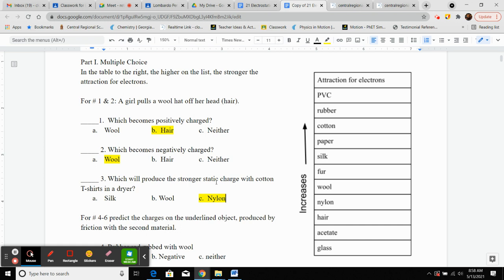Now number 3, which one produces the larger static or stronger static charge? With cotton t-shirts and a dryer. So how that works is it's the greater the difference of separation on the chart. So cotton is here, then we have silk, wool, and nylon. Since nylon's farthest apart from the cotton, it's the weakest of them all. So the cotton is able to take more electrons from it, right, making it more negative, the nylon more positive, and since there's a greater difference in charge, now you're going to wind up with a stronger static charge. So that is why that is nylon there.